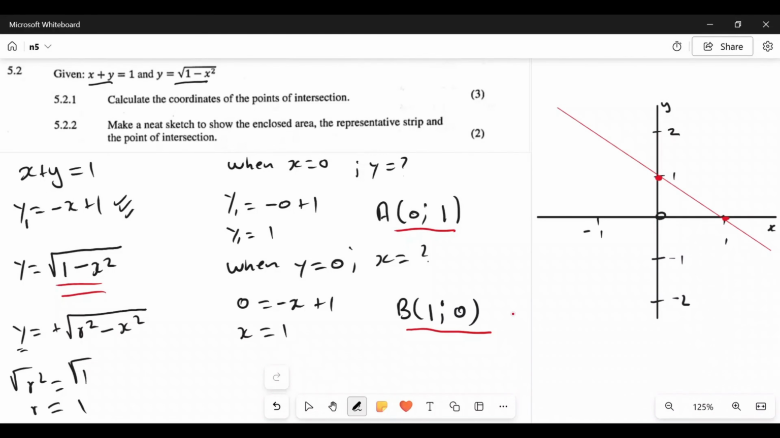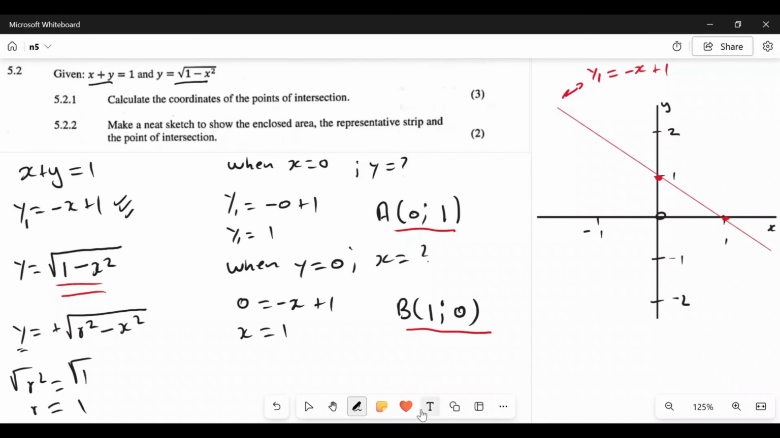There we go, guys. So this is how the straight line graph looks. Now it's time for us to name our graph here. Remember, this graph is a straight line graph, so we name it y1, which equals negative x plus 1. There we go, guys.